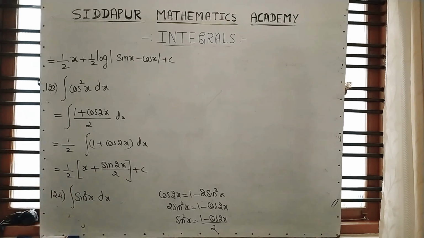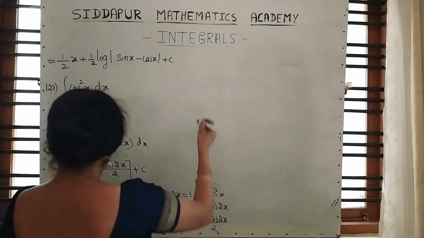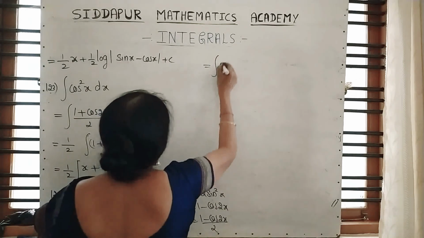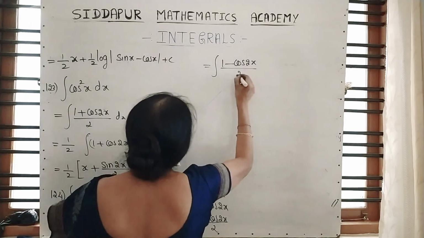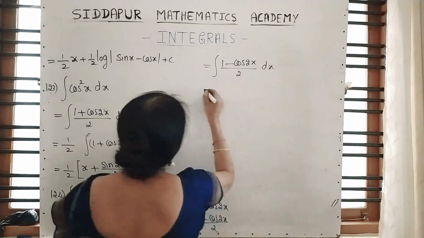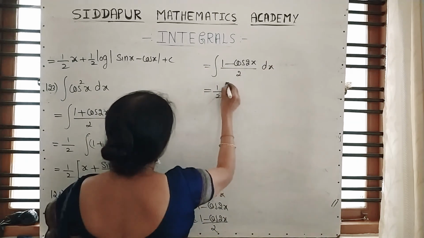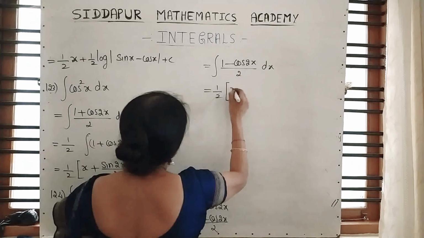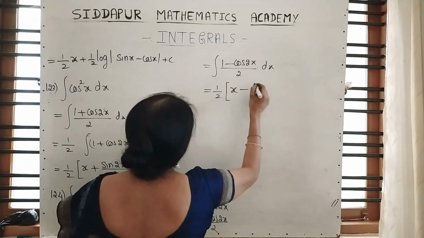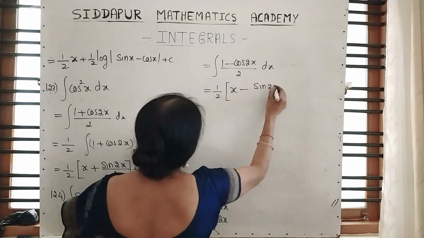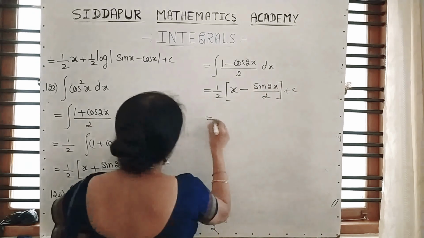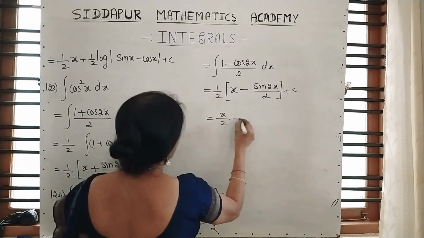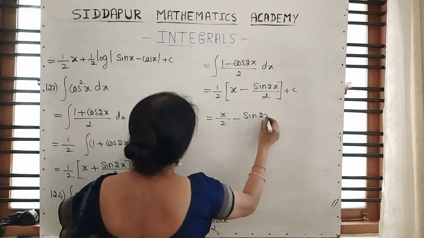Write down that formula: 1 minus cos 2x divided by 2. Keep 1 by 2 as it is in the bracket. Integration of 1 with respect to x is x. Integration of cos 2x is sin 2x divided by 2 plus c. If you want, you can take 1 by 2 inside the bracket.